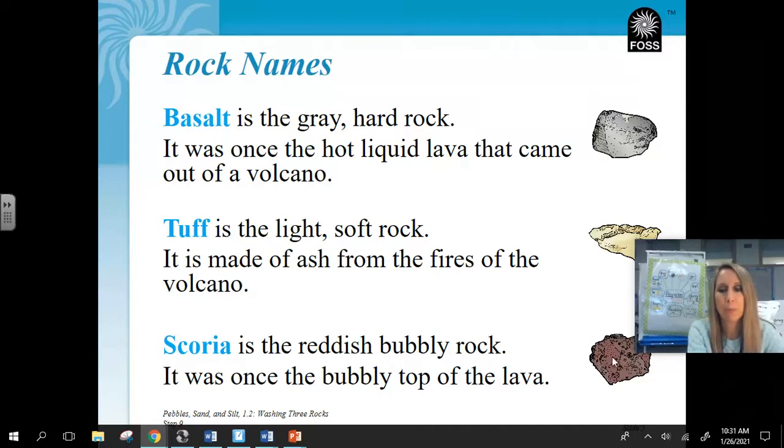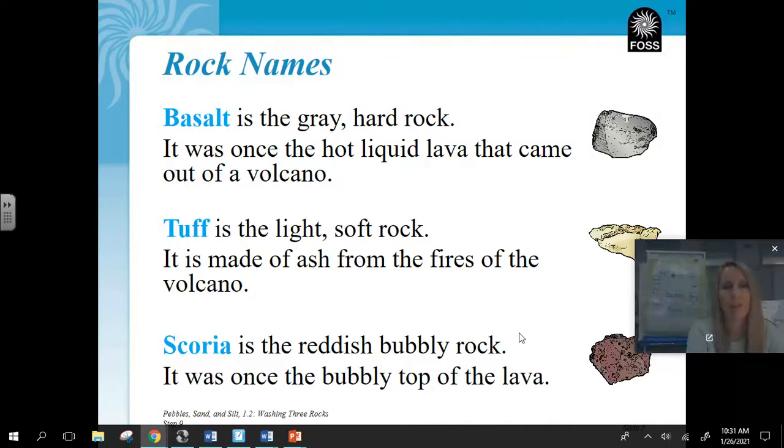And then this one, which most of you probably looked at and thought that looks like a volcanic rock, is called scoria. Scoria is the reddish, bubbly looking rock. It was once the very bubbly top of the lava. So the gray was part of the liquid lava, more that underneath layer, and then the scoria was that bubbly top part of the lava and rocks. So that's pretty cool to know that all three of those rocks look completely different, but they all came from a volcano and they have different properties. So it's pretty interesting to me just to look at the different properties, but to know they all started out as part of that volcano.